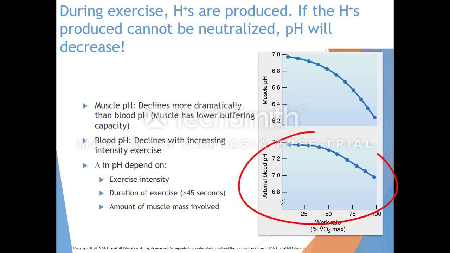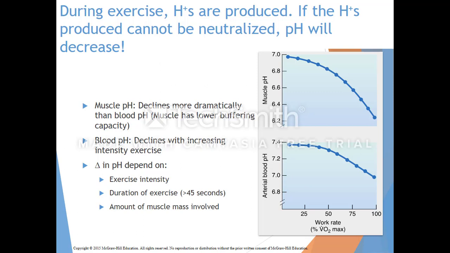Likewise, the pH of the blood will also go down as exercise intensity increases, and this is particularly the case when we're talking about higher intensities of exercise. So generally speaking, increasing exercise intensity is going to cause hydrogen ion concentrations to go up, which causes the pH to go down.